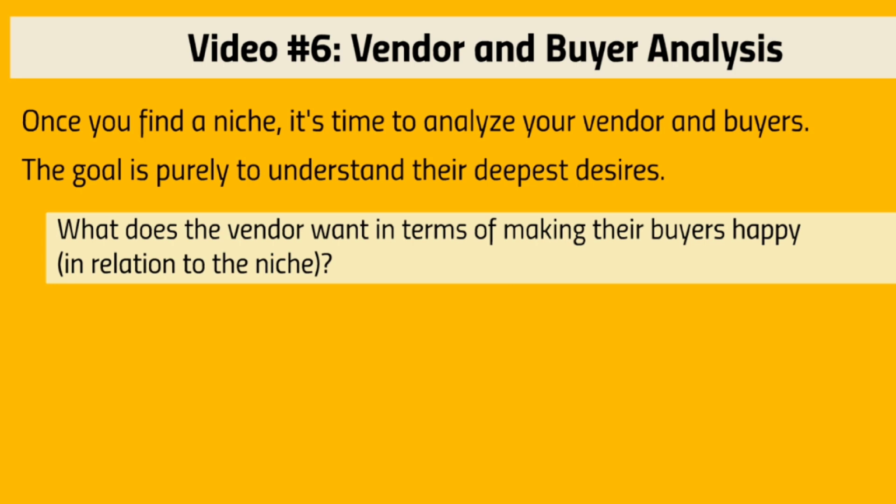So the first question is, what does the vendor want in terms of why and what they want to do, and how they want to do it, as far as making their buyers happy. In other words, when a vendor sees something, they either think, well, this is something that my buyers definitely don't want, or this is something that my buyers really, really want, and I want to go out and make a special deal with another vendor for my buyers.